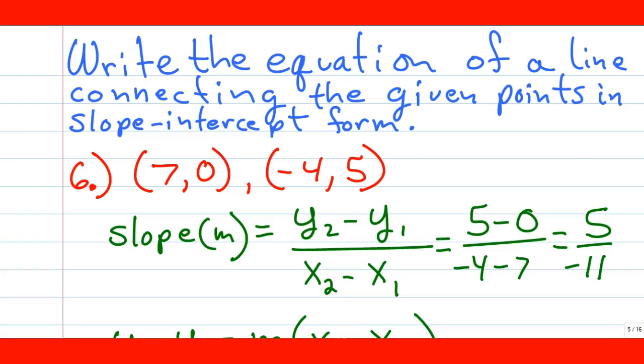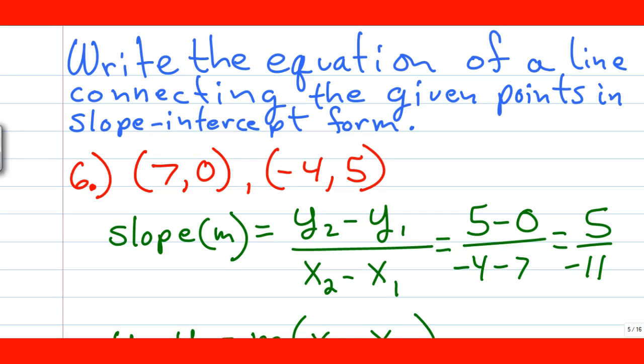Elementary Algebra, Assessment 3 Review, Questions 6, 7, and 8. In question number 6, the instructions read, write the equation of the line connecting the given points in slope-intercept form. What we're given are 2 points.